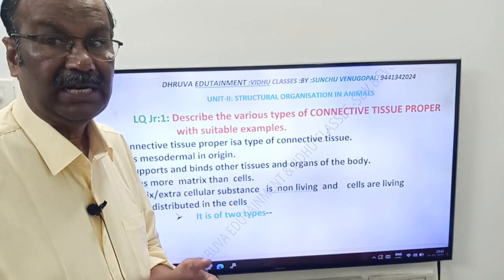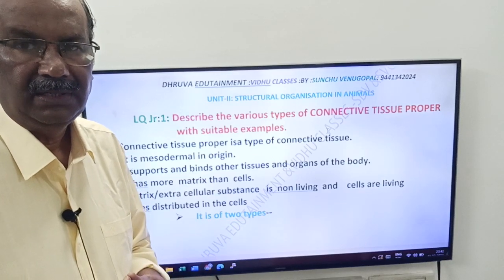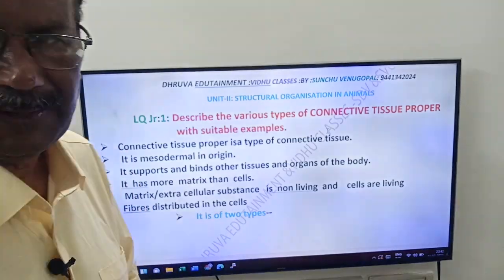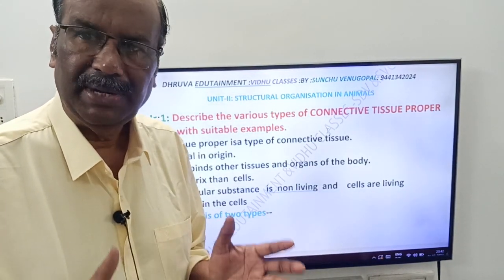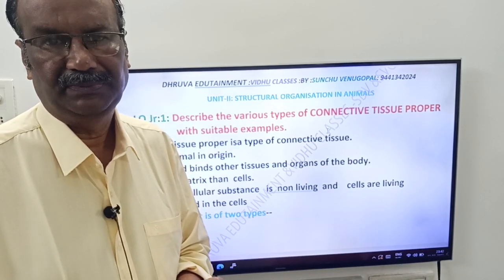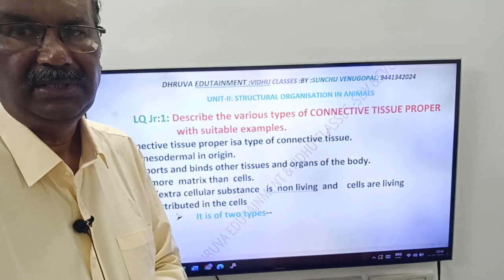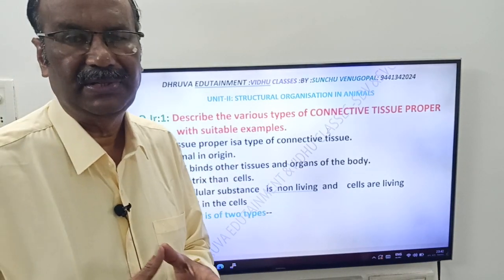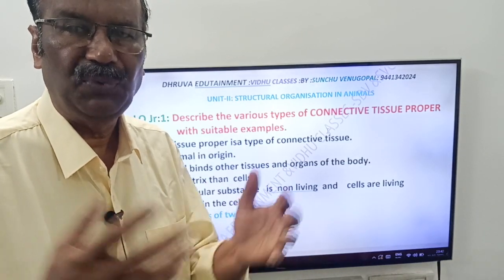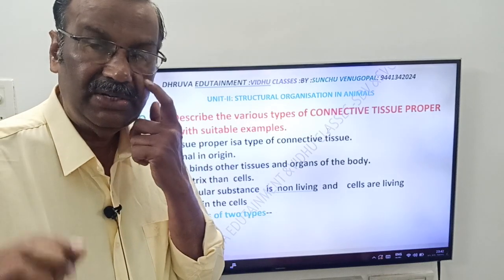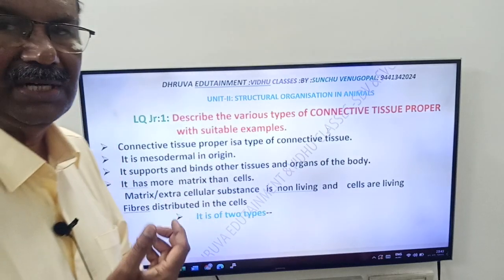Friends, connective tissue proper. Animal tissues are of 4 types: epithelial tissue, connective tissue, muscular tissue and nervous tissue. Here you have to write about connective tissue proper. Connective tissue is of 3 types: connective tissue proper, skeletal connective tissue and fluid connective tissue. Out of these 3 you have to write only connective tissue proper. Now come to our answer.